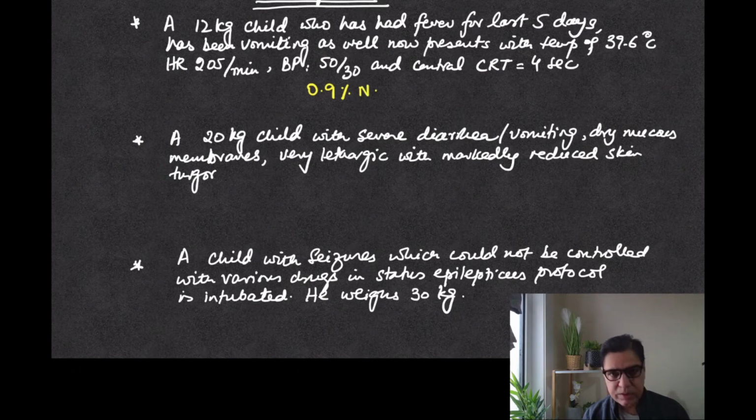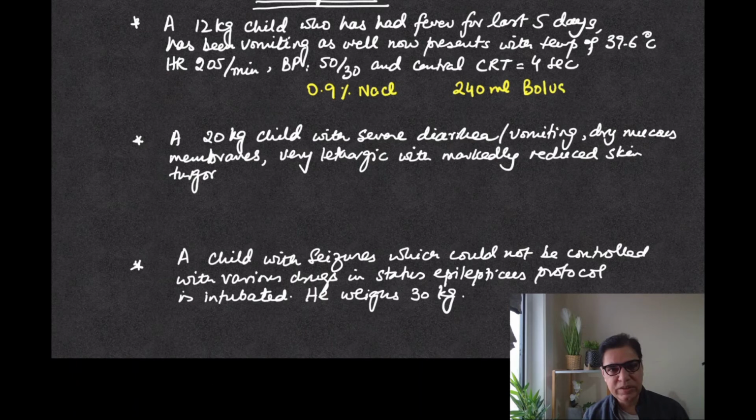Now how does it have to be given? It has to be given in a dose of 20 mils per kg body weight. So 20 times 12 would be how much? Sorry, that would be 240. So he needs 240 mils of 0.9% IV as a fluid bolus. So he needs a fluid bolus in a dose of 240 mils of 0.9% sodium chloride.